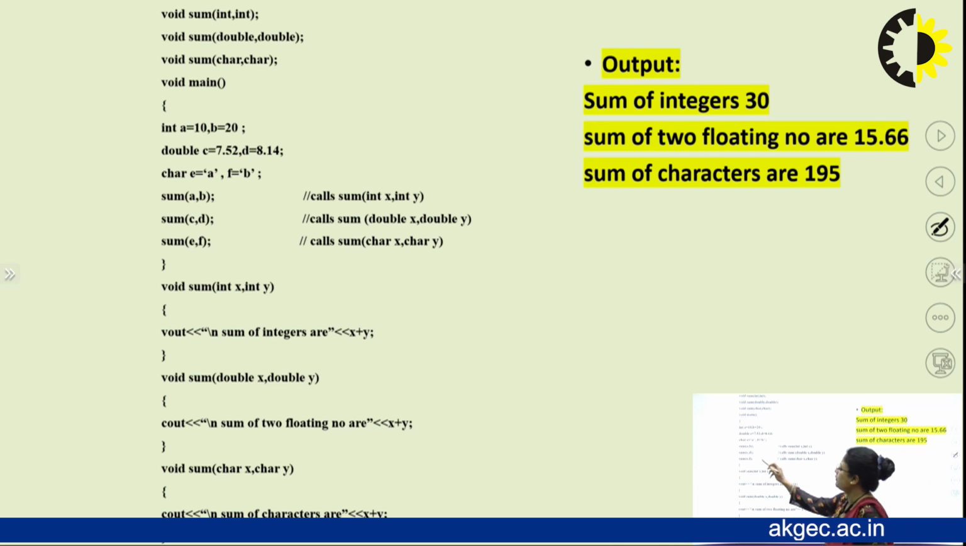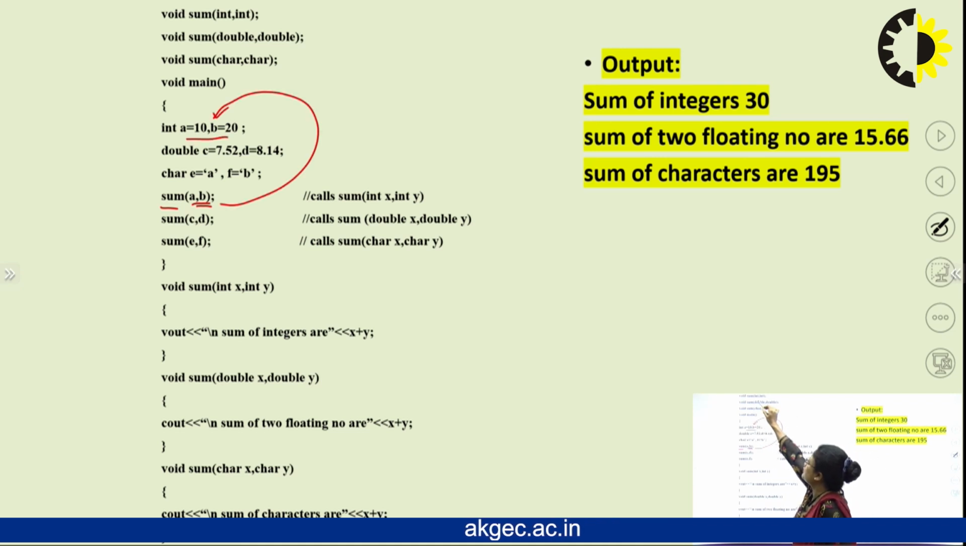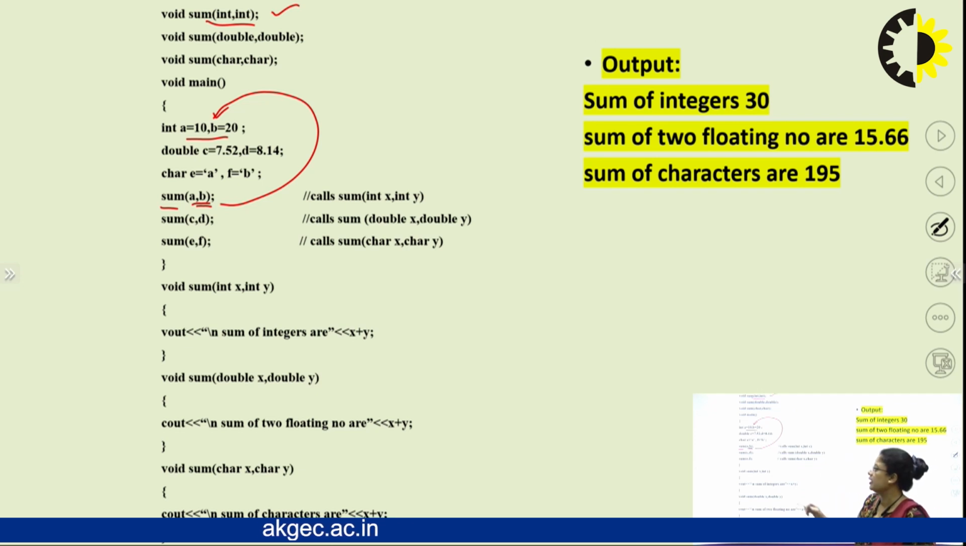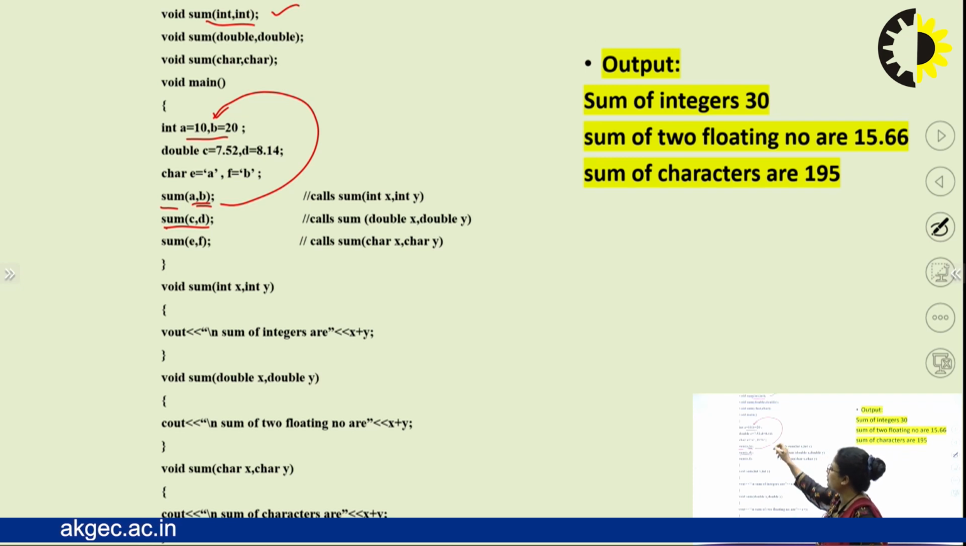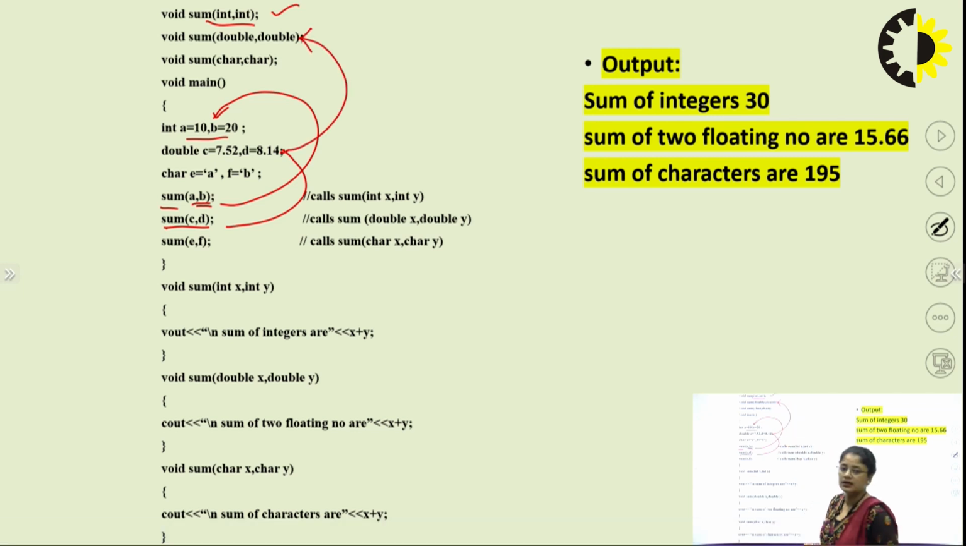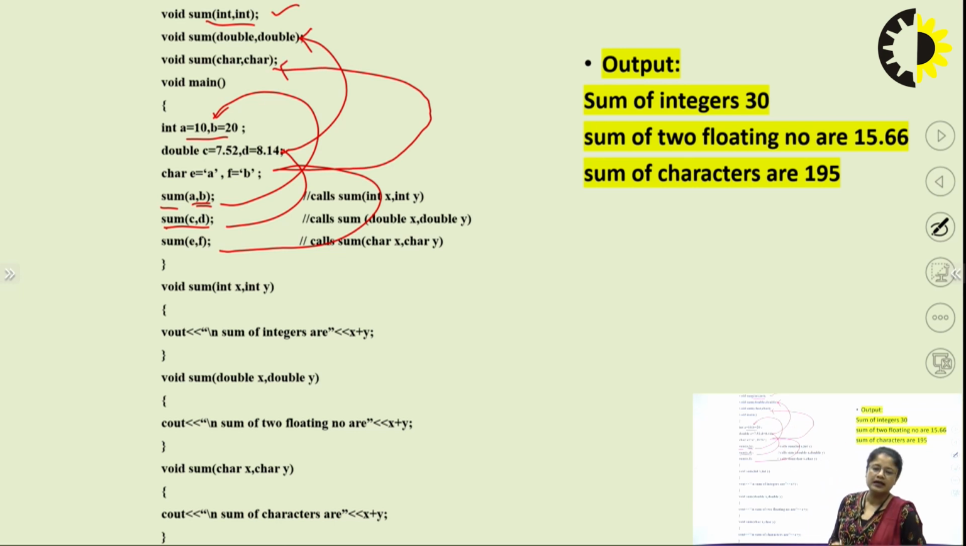Now, in the first case, we are calling the sum function with arguments a and b. What is the data type of a and b? It is integer. That means which function will be called? The first function, which has integer arguments. In the second case, c and d are of type double, so the second function will be called, which has double arguments. Similarly, e and f are of character data type. So which function will be called? The function which has character data type as arguments.